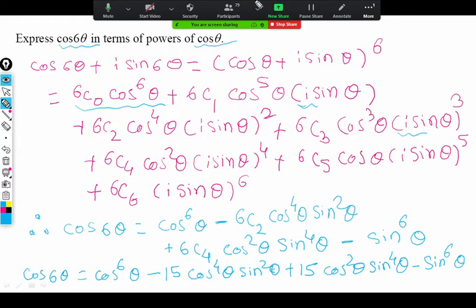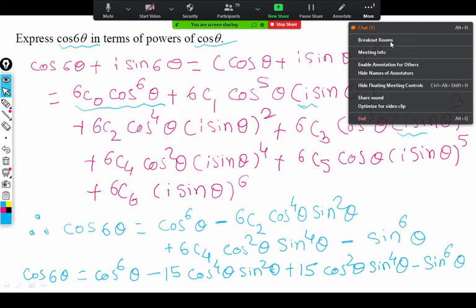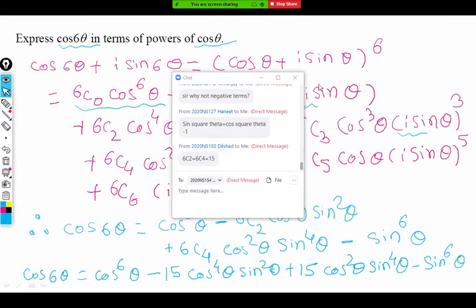Can you do the remaining part, or can we finish it? Sir, we'll do it, sir. You can do it. Sir, we can finish it, sir. Okay. Yes.